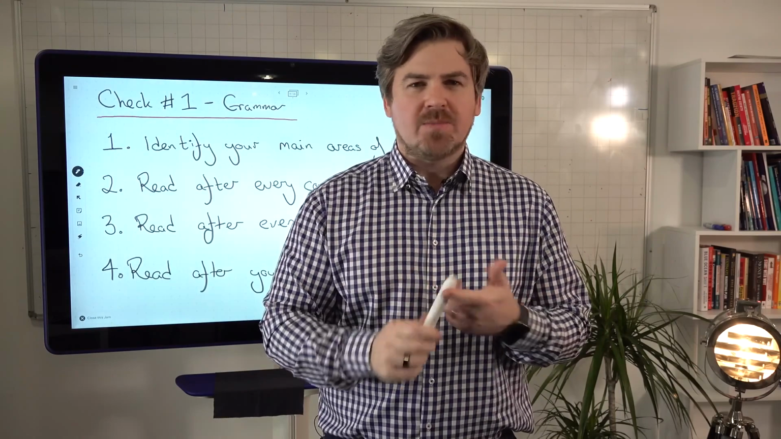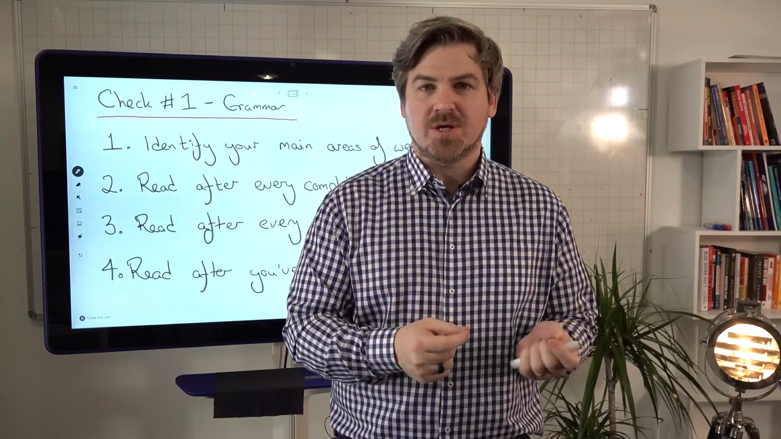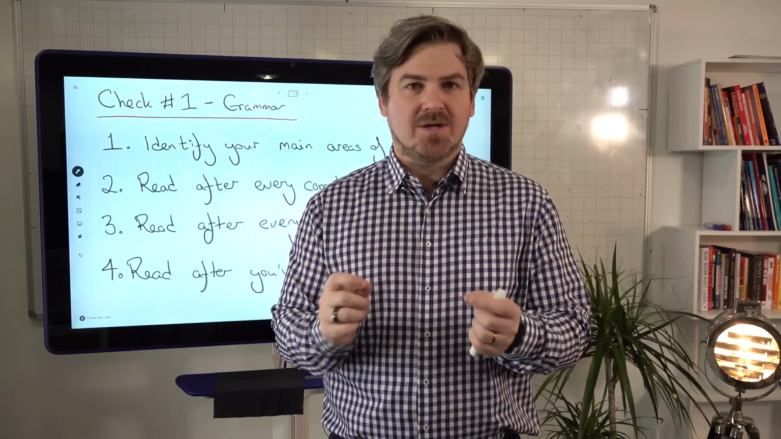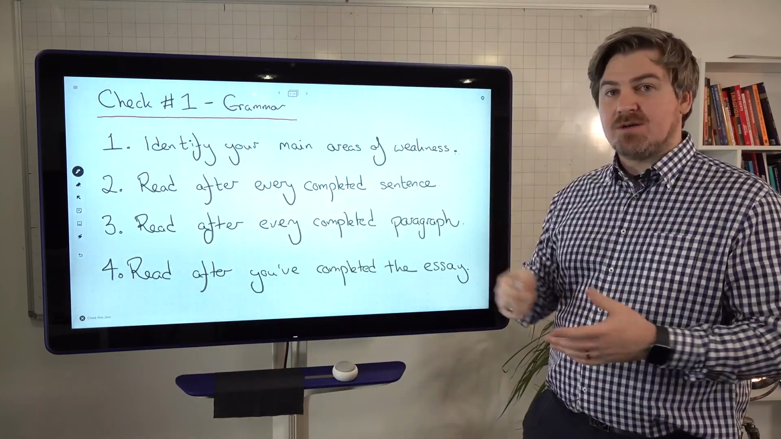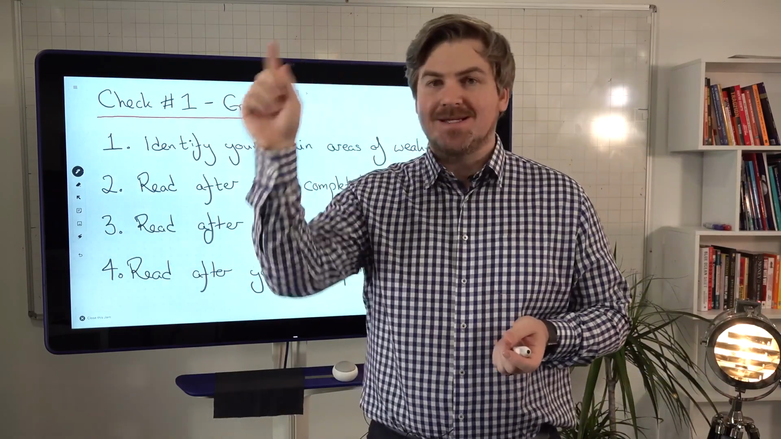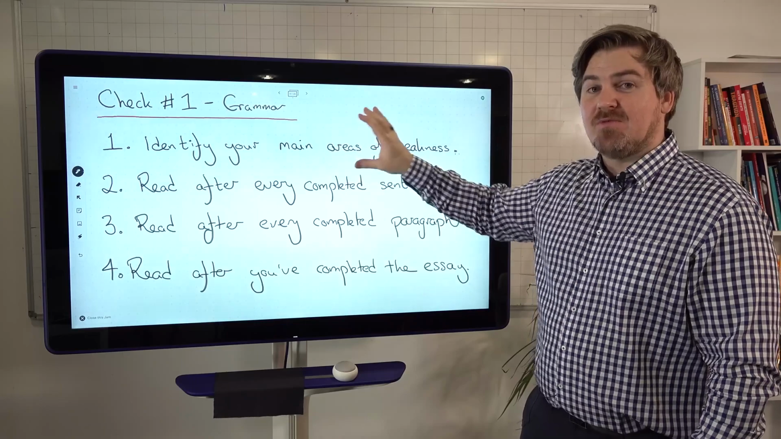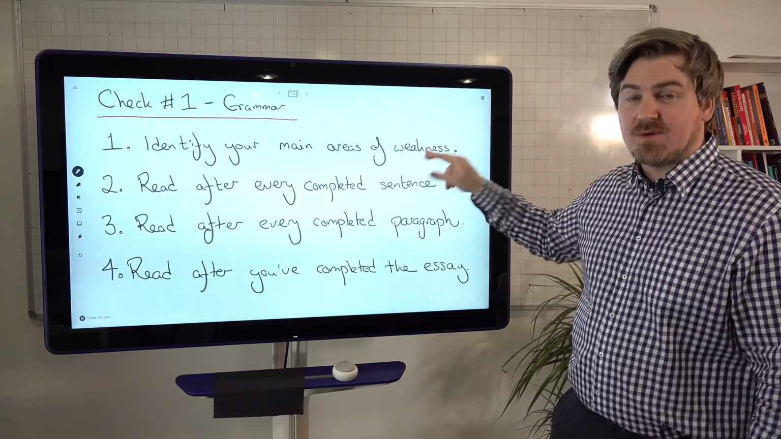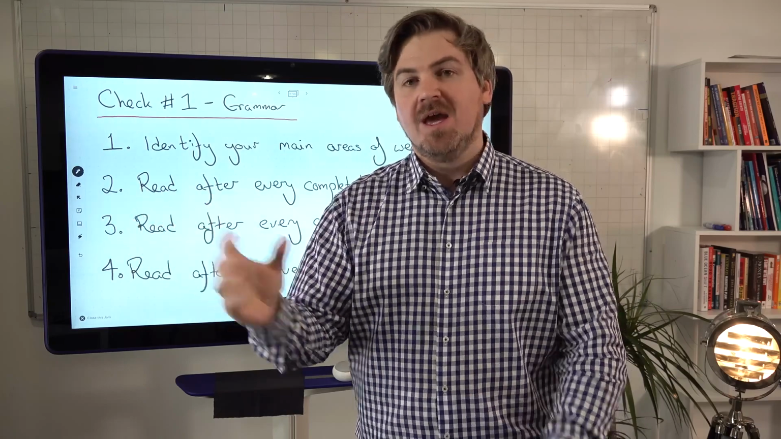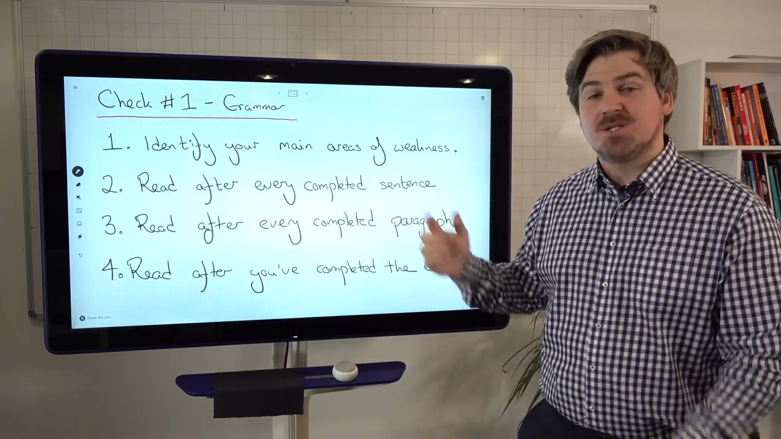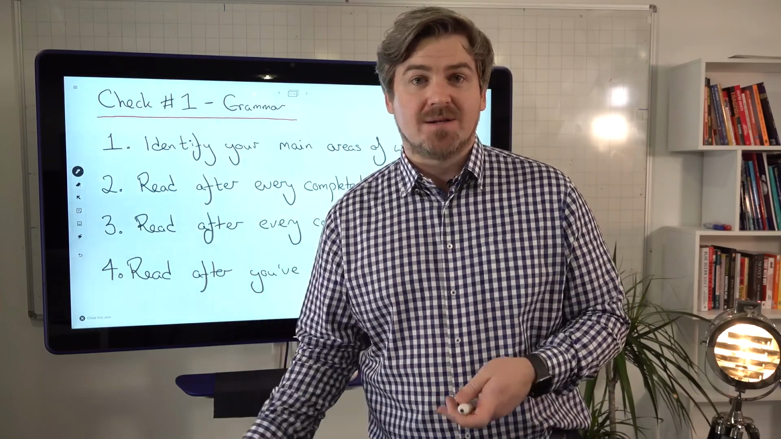That could be prepositions or articles or verb-subject agreement or tenses or punctuation. Normally there's just 1 area of weakness or 2 areas of weakness. And if you have 1 or 2 areas of weakness, it's going to lead to mistakes in every single sentence. So the best way to prevent mistakes is to identify those weak areas, work on them, turn those into areas of strength, and then you won't have to check as much because you're going to reduce the number of mistakes that you make dramatically.